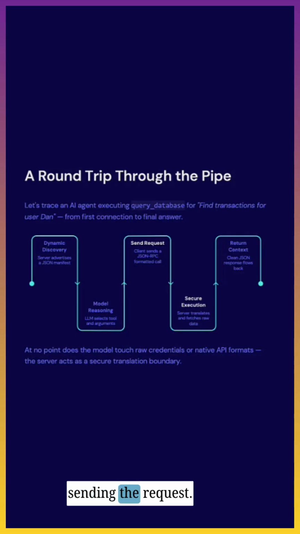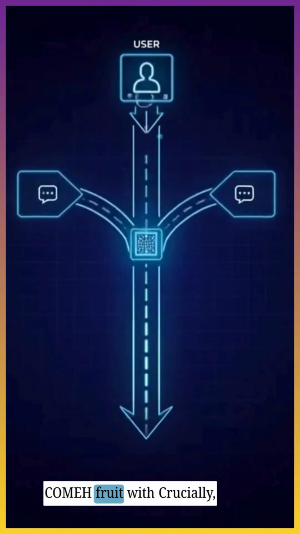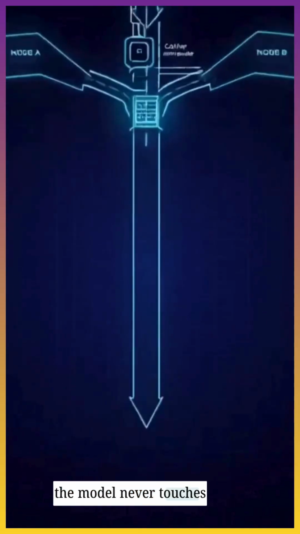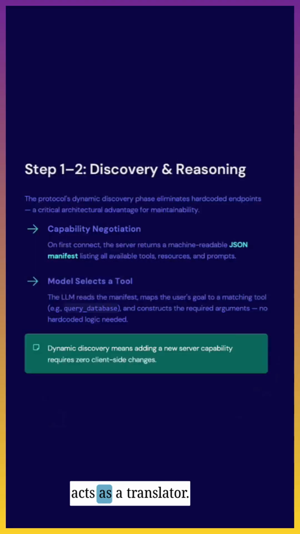3. Sending the request. The client formats this tool call into a structured JSON-RPC request and sends it down the pipe. 4. Secure execution. The MCP server receives the standard request. Crucially, the model never touches raw APIs or credentials directly. The server acts as a translator. It takes the structured parameters, translates them into the downstream service's native format, such as SQL or a REST API request, and fetches the raw data.